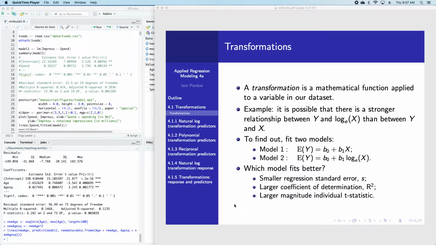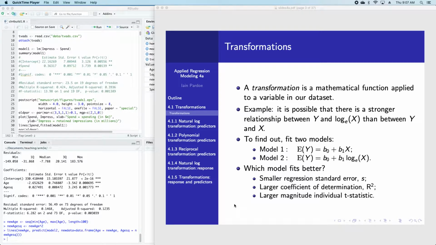In the last set of videos, I talked about the basics of multiple linear regression modeling, and I'm going to go on now to talk about, in a little more depth, various aspects of applied regression modeling in the context of multiple linear regression. And in this video and the next video, I'm going to talk about transformations. In this video I'll focus on transformations of the predictor variables, and in the next video I'll talk about transformations of the response variable.